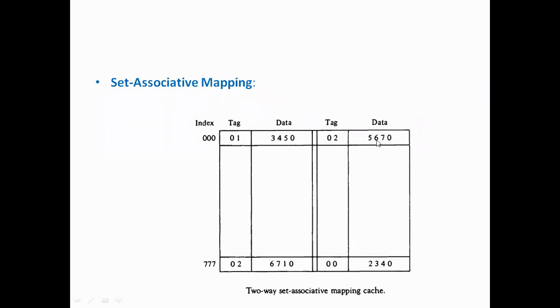Least recently used means which has not been used for a good amount of time. So among these two, which has been least recently used, this, because this was used at 11 and this was used at 12, right? So this algorithm works in such a way that it sees which is the least recently used and the replacement occurs accordingly. So this is set associative mapping cache.